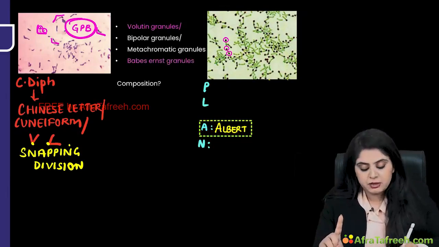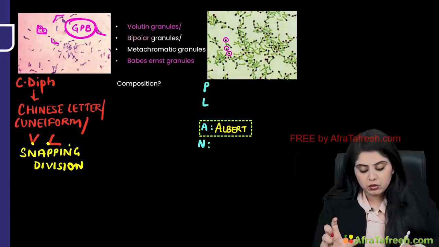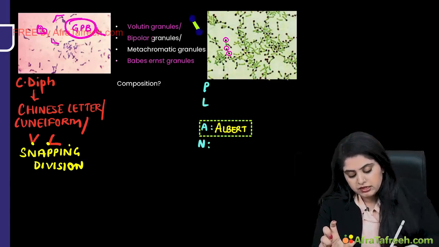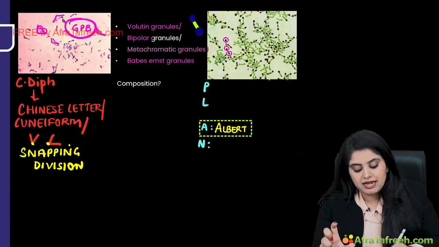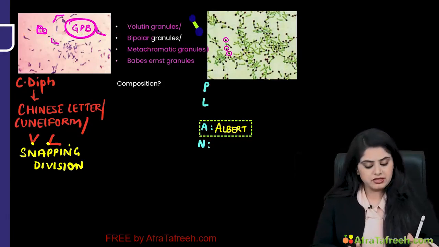There is another very special name known as the Babes-Ernst granules. These are all names after scientists. Then you have some real names. Bipolar. Why bipolar? Because you're seeing them at the 2 poles. So they are definitely bipolar, and they are also metachromatic granules. So volutin, bipolar, metachromatic, Babes-Ernst, they all mean the same.